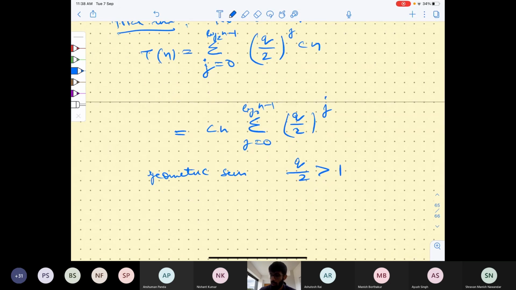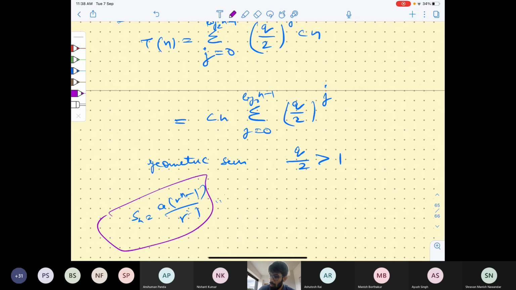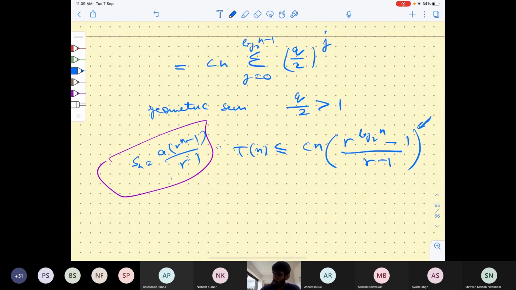So we apply the geometric sum formula for ratio greater than 1. The first term is going to be 1. So S_n is equal to A times R to the n minus 1 divided by R minus 1. So then apply this here. You get T(n) is less than or equal to Cn times R to the power log base 2 of n minus 1, divided by R minus 1. Just applying this formula over this sum. And then what do we get? We can ignore this minus 1 because we just want less than or equal to, so strictly less than we can say here.